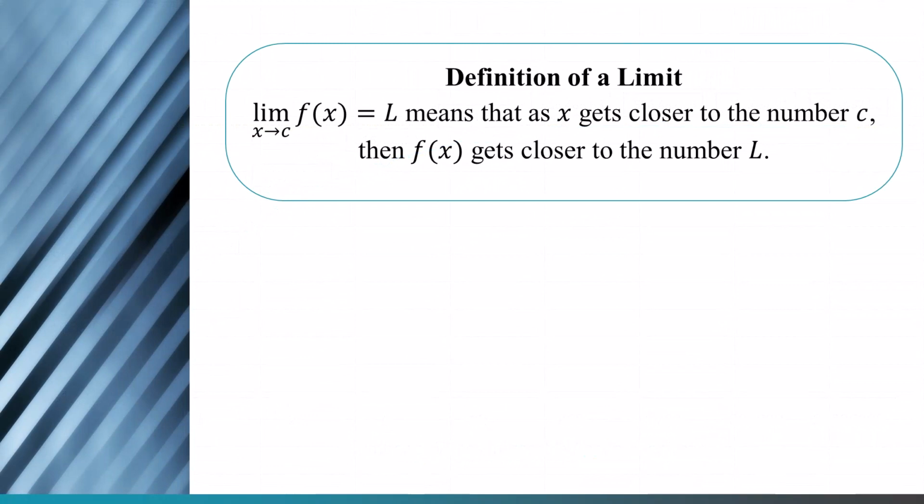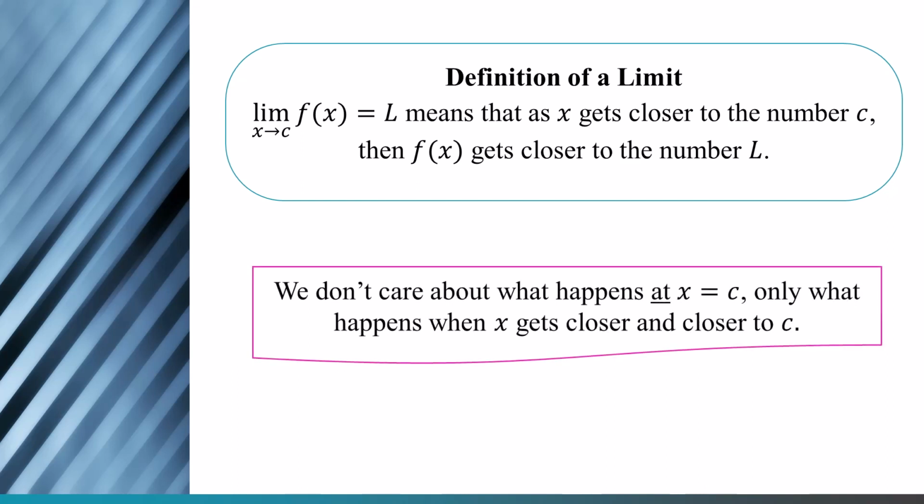Let's take a look at the definition of a limit. The limit as x approaches c of the function f of x equals L means that as x gets closer to the number c, then f of x gets closer to the number L. Now let's be careful here. We aren't saying that we care about what happens when x equals c, we only care about what happens when x gets closer and closer to c.